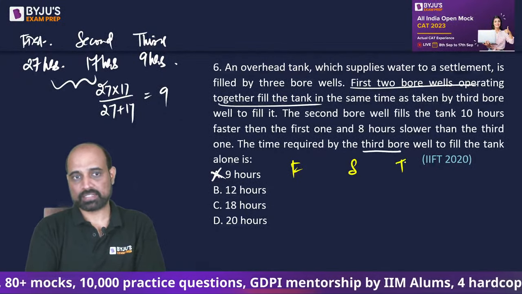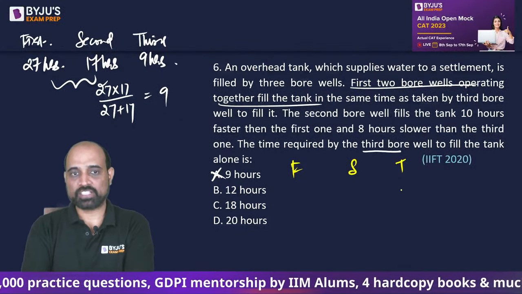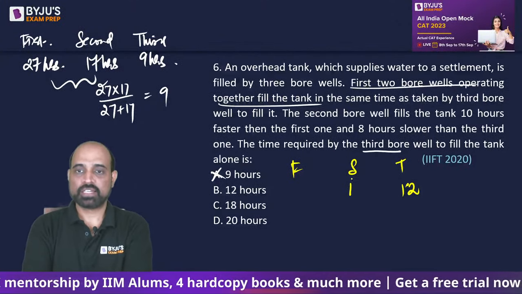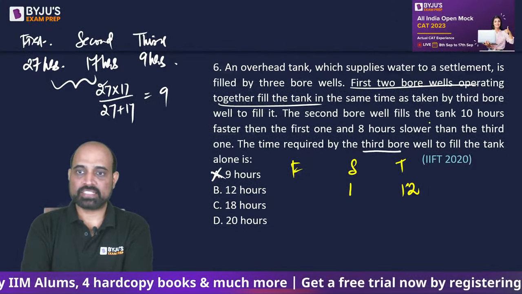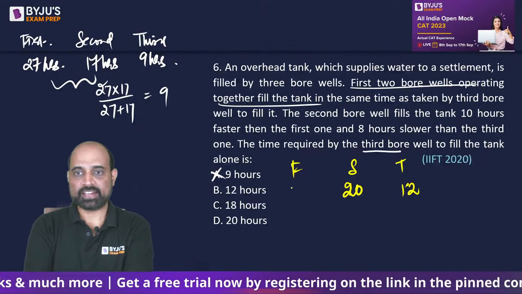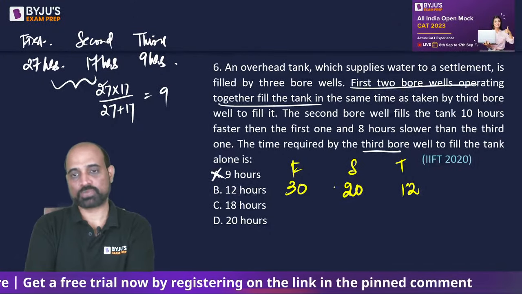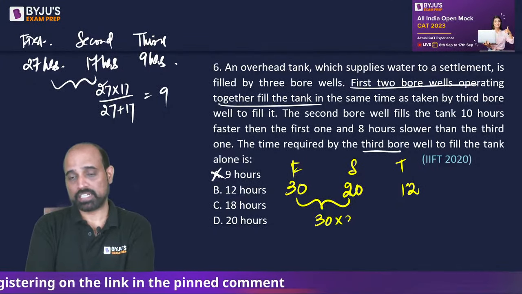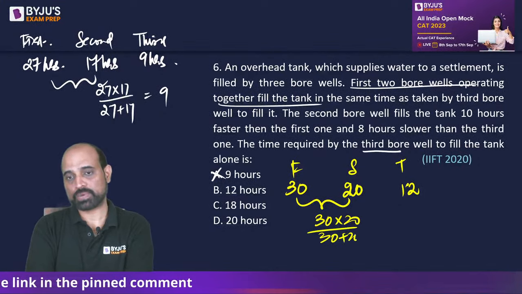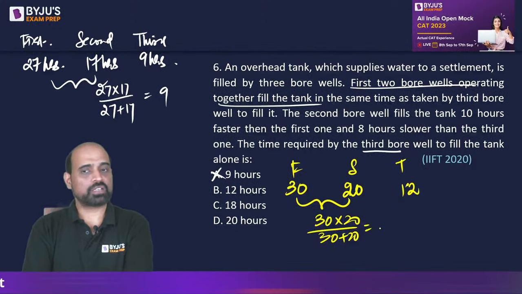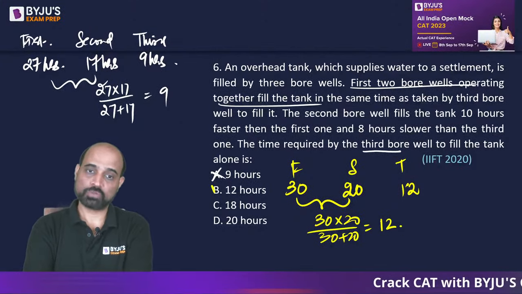First, second, third. So the third takes 12 hours. Then the second one takes 8 hours slower, so this is 20. And it is 10 hours faster, so the first one is 30. Together, the first and second should be 12. Let's see, 30 into 20 divided by 30 plus 20, which is 30 into 20 divided by 50. It is 12. So B.